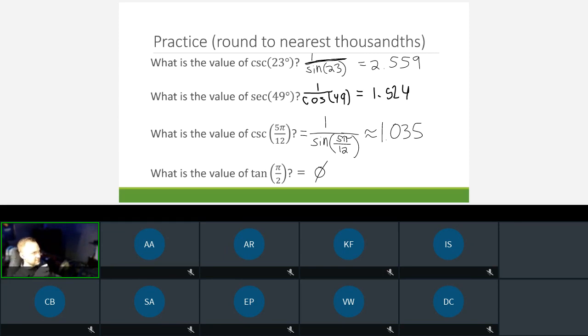So tangent on the unit circle, it's y divided by x. That's the ratio for coordinates. And pi over 2 is 90 degrees. So you think about 90 degrees, that coordinate is 0, 1. So x is 0, y is 1, and 1 divided by 0 is undefined. So mathematically, that's kind of what's going on, but we're going to learn about that later this unit. But yeah, it's undefined.